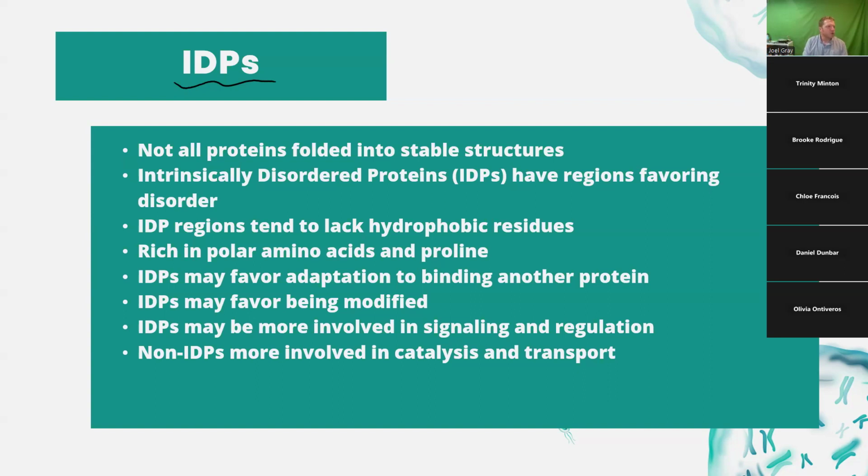An IDP region tends to lack hydrophobic residues. So IDPs don't have many hydrophobic residues, which you could also know as your nonpolar residues. They are rich in polar amino acids, but there's one stickler, proline. Proline is commonly found in intrinsically disordered proteins.